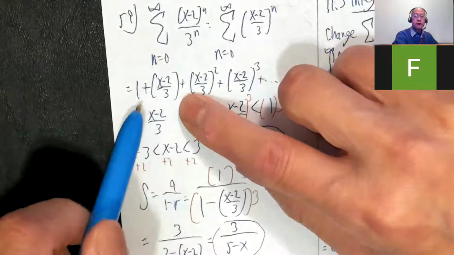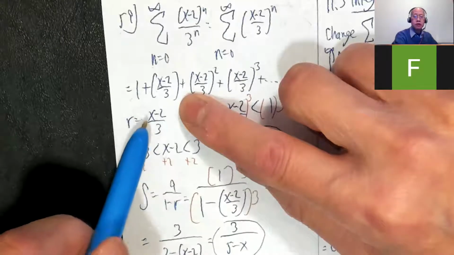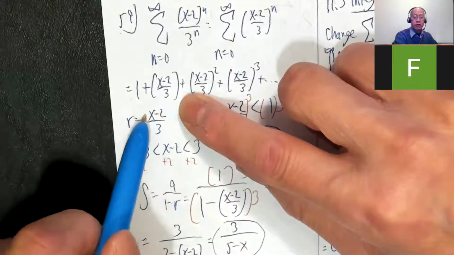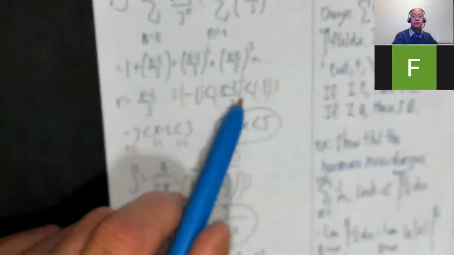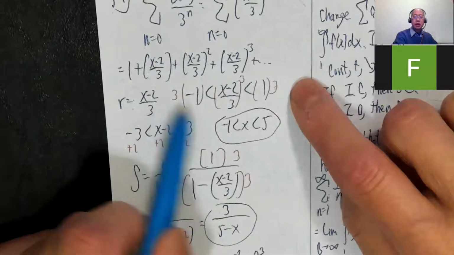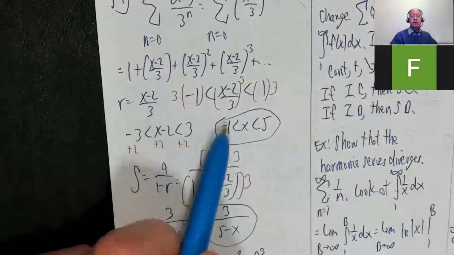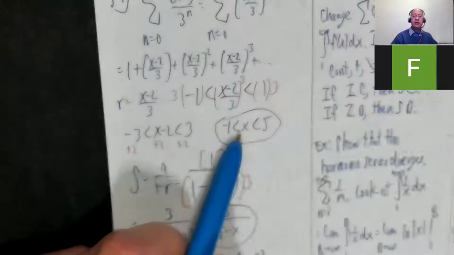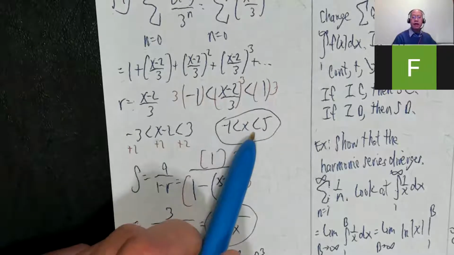Well, is this series going to converge or diverge? Well, this being a geometric series, this will converge if this thing is between -1 and 1. So I solve x minus 2 over 3 between -1 and 1. Multiply all three sides by 3, and add 2. So that means this series will converge if x is between -1 and 5. Okay. And notice it's not including -1, not including 5.